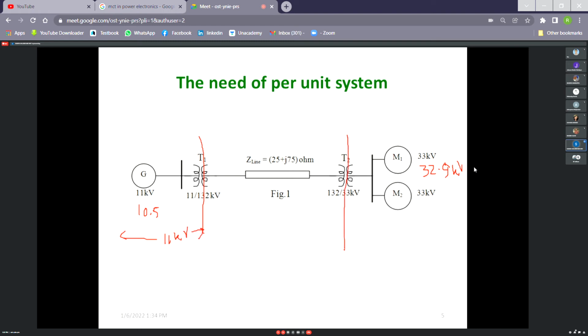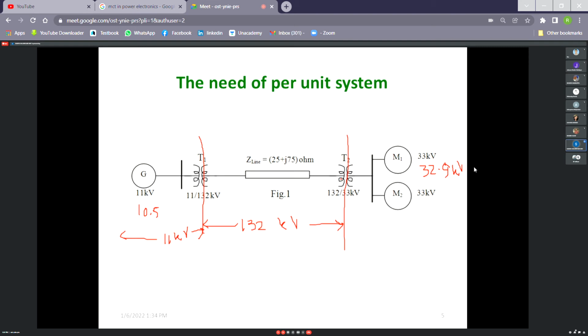For this range, for the transmission line, it will be 132 kV as a base. It is assumed that the ideal voltage level is a particular value, so that will be the base value. It does not mean that throughout the transmission line, the voltage level will be 132 kV.